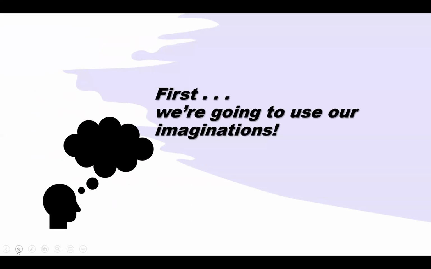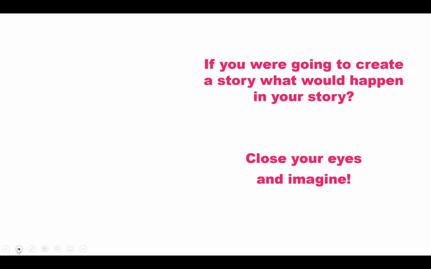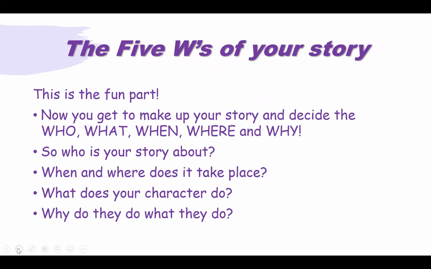First, we're going to use our imaginations. If you were going to create a story, what would happen in your story? Close your eyes and imagine the five W's of your story. This is the fun part. Now you get to make up your story and decide the who, what, when, where, and why. So, who is your story about? When and where does it take place? What does your character do, and why do they do what they do?